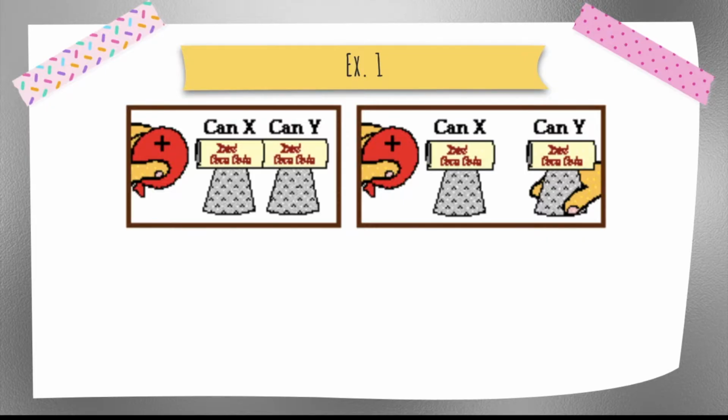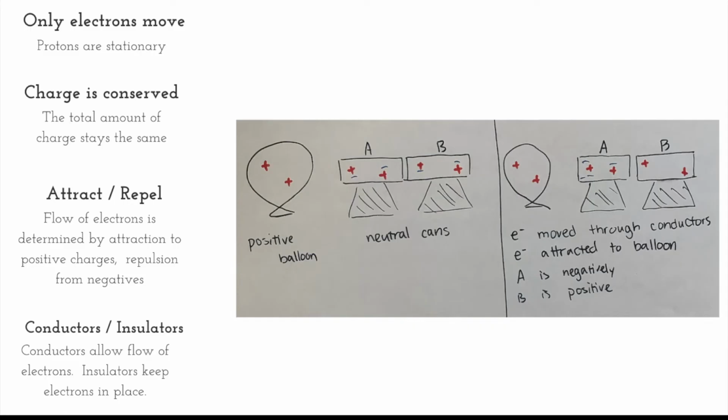In example 1, we had two conducting cans that were touching each other, and the positive balloon that was nearby attracted electrons from can Y into can X. In my drawing, I drew it as charge from B to A, but it still works just the same. So let's confirm these four rules. In both of these pictures, only the electrons moved. That's why I drew the protons in the same place in both pictures.